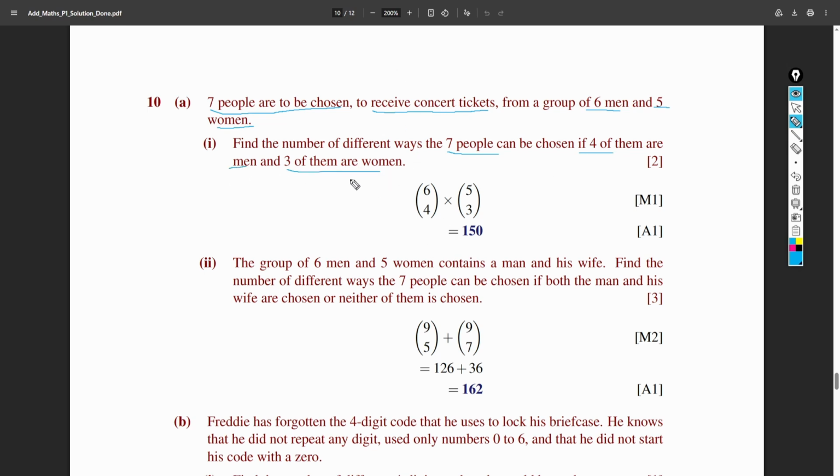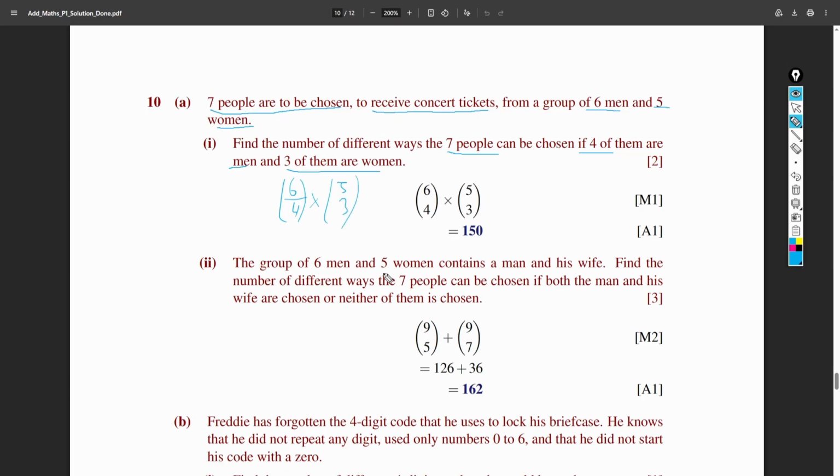So for the first part, we have 6 men, right? Among them, 4 of them are men, so we have to choose 4 men. So 6C4, and among 5 women, we have to choose 3, so 5C3. That's it. We just need to multiply them.